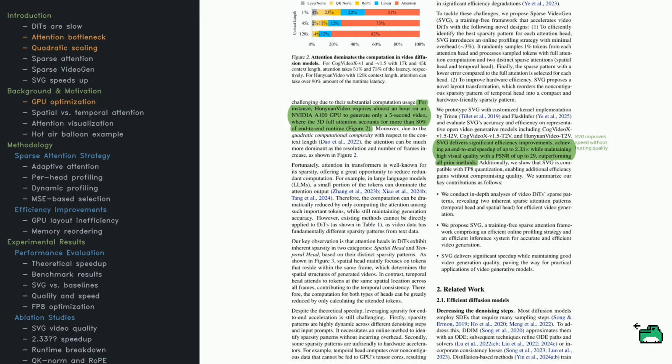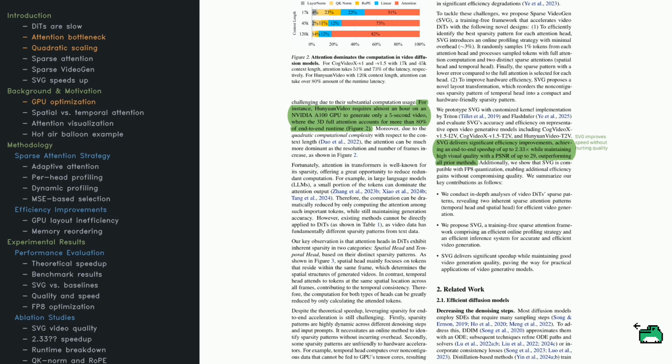Instead of applying full attention everywhere, SVG profiles sparsity patterns dynamically and reduces computation in both spatial and temporal dimensions. How? First, it randomly samples a small portion of tokens per head, figures out whether they fall into a spatial or temporal pattern, and applies different sparsity strategies accordingly. Second, it reorders memory layouts to make sparsity easier to compute on hardware. To make this work efficiently on modern GPUs, they implement customized kernels using Triton and FlashInfer.